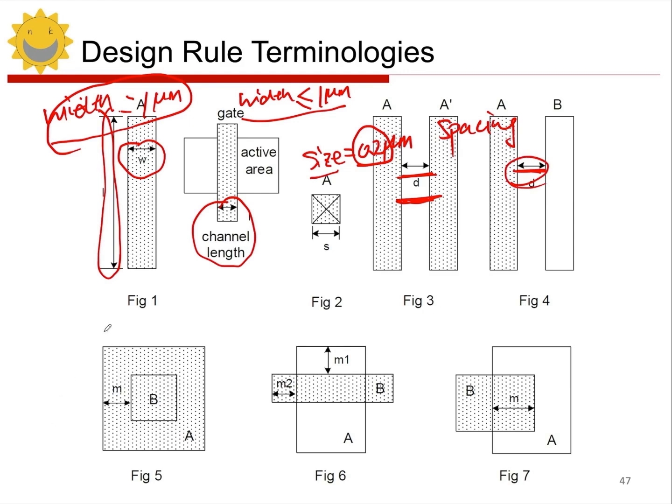Now, moving on to enclosure. Enclosure means that A must cover B, and the edges of A should extend beyond the edges of B. Now, extension refers to A extending from B. B extending from A is this part. That's what we mean by extension. Finally, we have overlap, which is when A and B are overlapping. It refers to the overlap size.